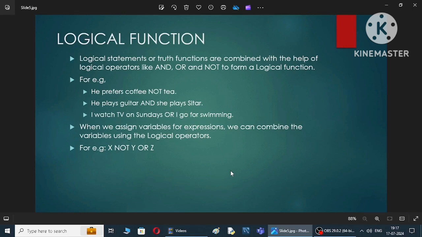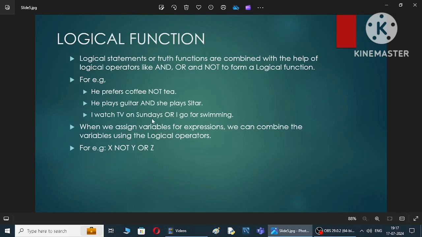Now, what is a logical statement or what is a logical expression? First, we will give a generalized statement. For example, he prefers coffee, not tea. So you can assign coffee as variable x and tea as variable y. So you can say x, not y. That is a logical statement. He plays guitar and she plays sitar. So if you assign a value, you will get a logical statement.